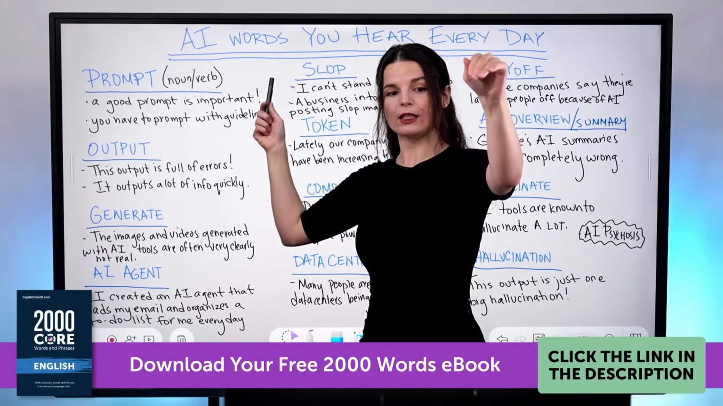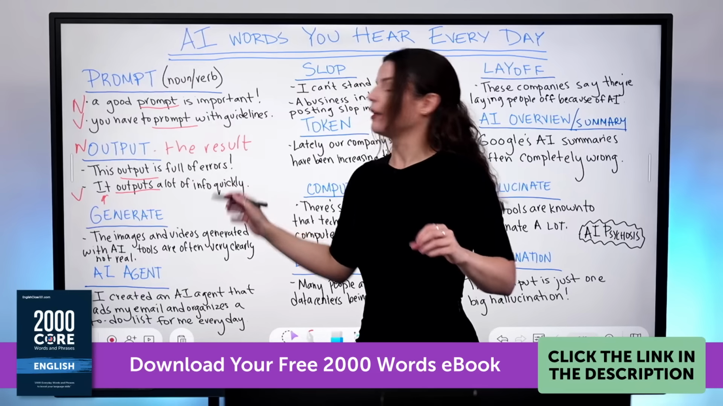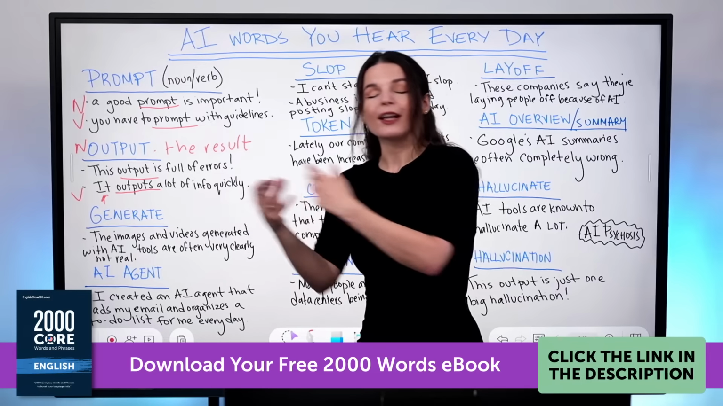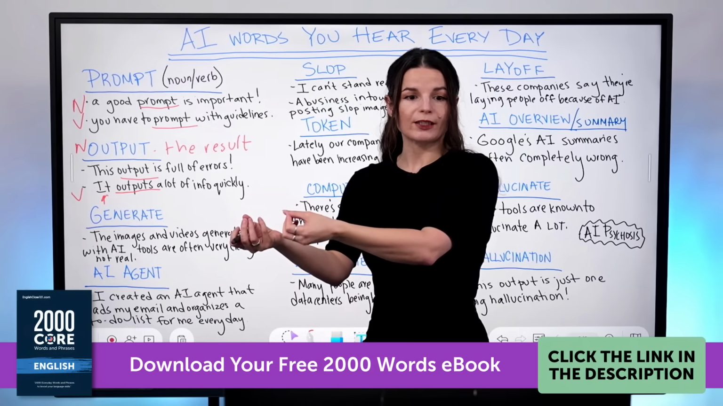Please stay until that. Another one, it outputs a lot of info quickly. This uses output as a verb, okay? So here we have noun: this output is full of errors, and as a verb, it outputs a lot of info quickly, where this, it, is the tool, right? ChatGPT outputs a lot of info quickly, or Claude outputs a lot of info quickly, okay? So that means that the tool results or creates lots of results quickly, puts them out, okay?